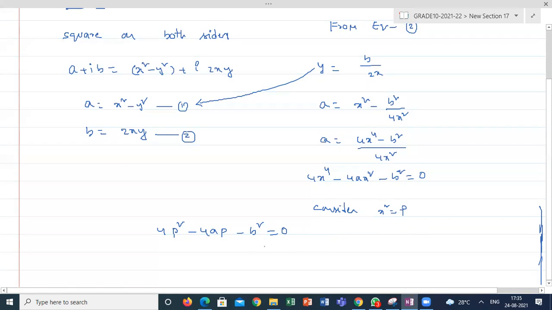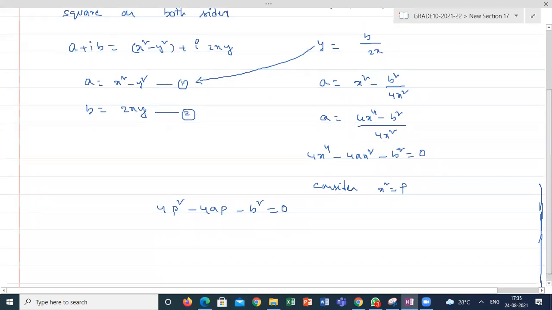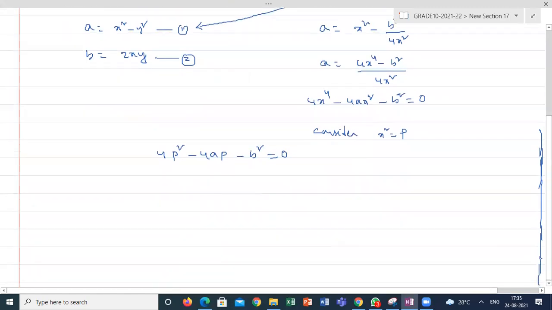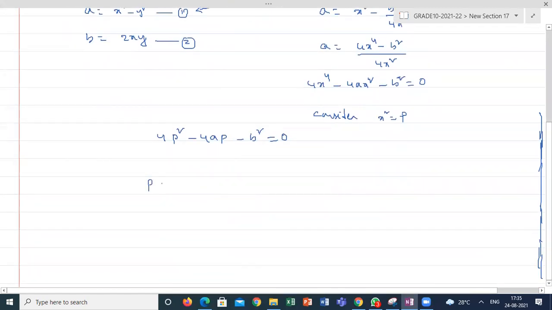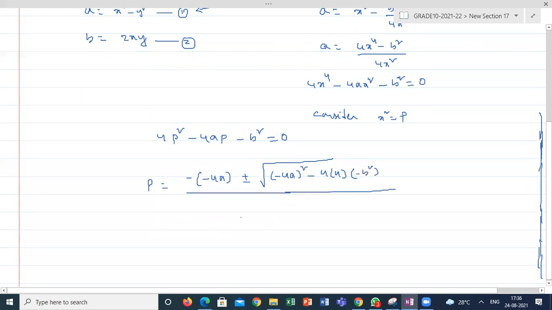So what is the p value? With the help of solving the quadratic equation, can you calculate the p values, guys? My p is equal to minus b plus or minus square root of b square minus 4ac, divided by 2a. Here, minus b is 4a, so plus or minus square root of minus 4a whole square minus 4ac. a is your 4, c is your minus b square. Will you agree with me?